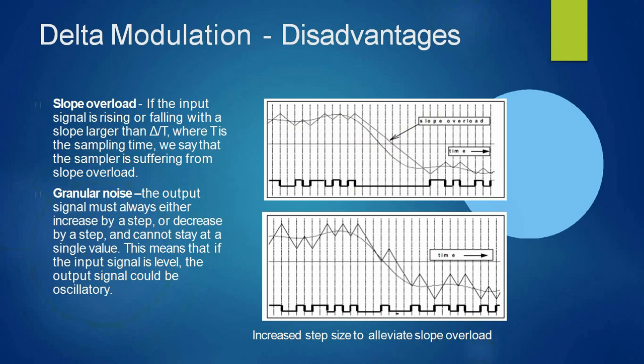It cannot stay at a single value. That means if the input signal level is constant, the output could be oscillatory and this acts as a DC line, but actually it is not a DC line. Increase the step size to alleviate the slope overload. Basically here we have that DC signal, which is nothing but the information bearing signal, and this is called the granular noise.